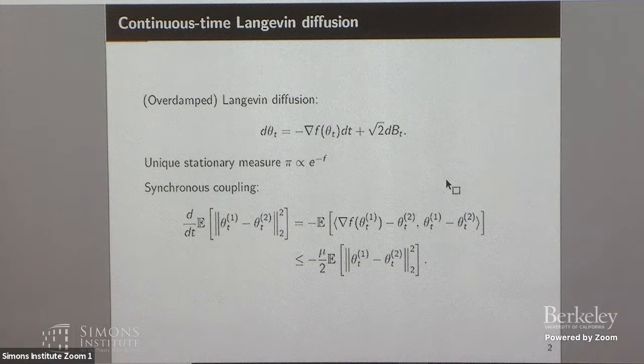So here's what everyone knows. This is just the Langevin diffusion. You just have this stochastic differential equation, and under mild regularity conditions, it asymptotically converges to the stationary measure. Under strong convexity, you can use the standard coupling method to show its quantitative convergence in continuous time.